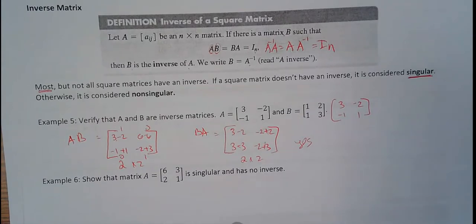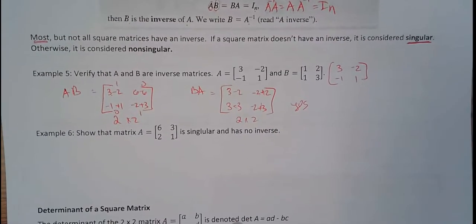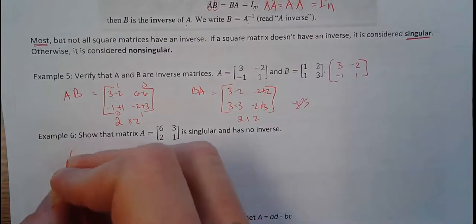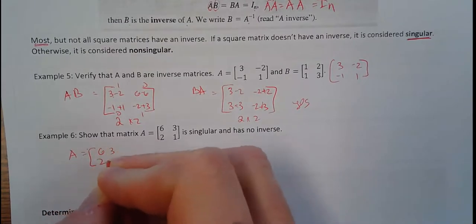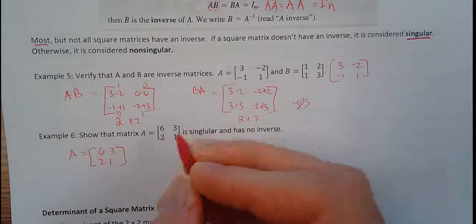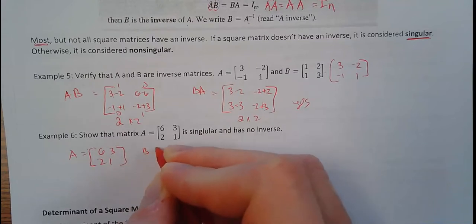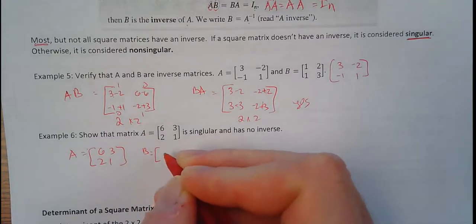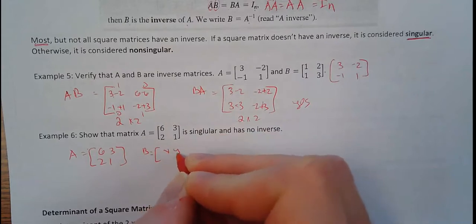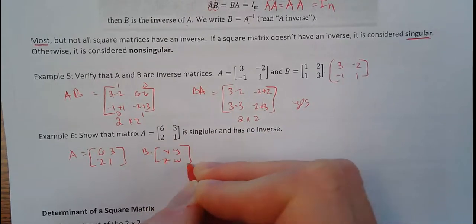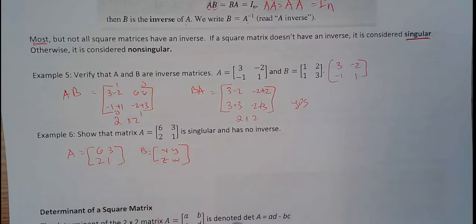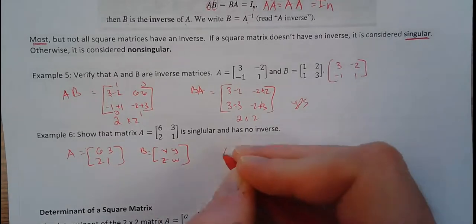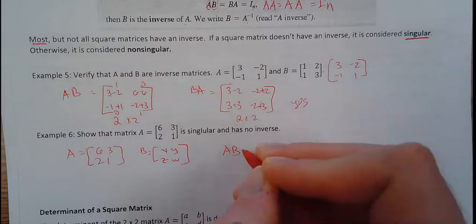Show that this matrix is singular and has no inverse. Okay, that's a little bit harder to do. So let's say this is A. So A equals 6, 3, 2, 1. And I'm going to let B equal, I'll just say X, Y, Z, W. I'm not sure what B is, but I want to show that you can't come up with one that works here. So let's figure out what AB is.